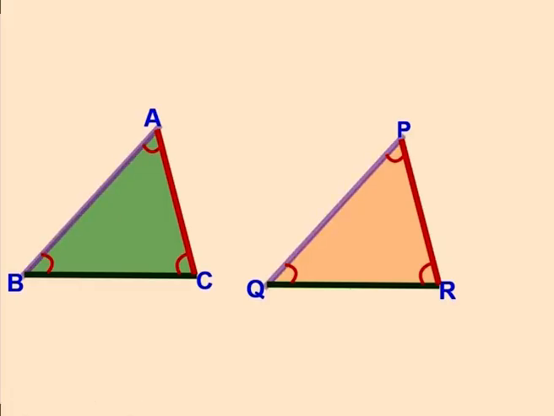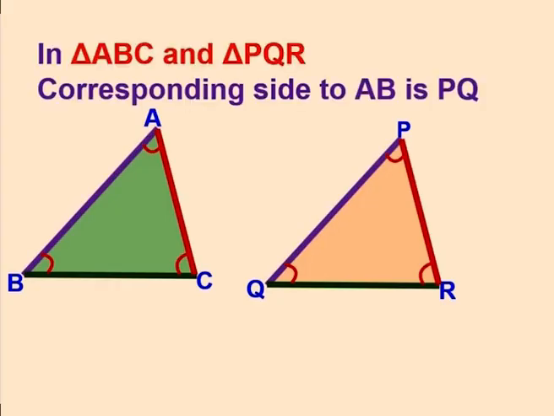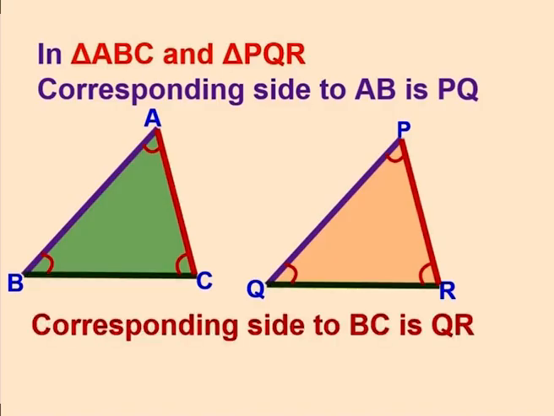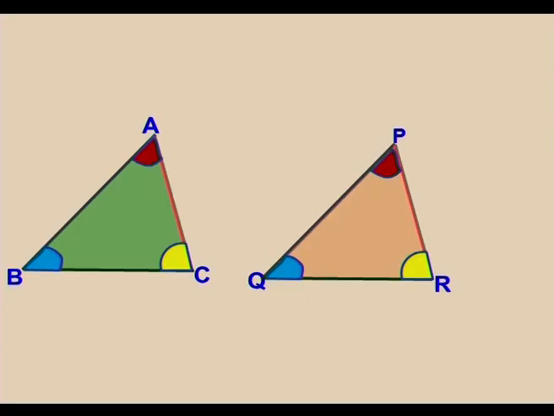Now, observe these two triangles again. In these two triangles, corresponding side to AB is PQ and corresponding side to BC is QR and the corresponding side of the third side of the triangle ABC, that is AC, is PR. Observe these two triangles children again. Let us compare the angles of these two triangles. The corresponding angle of angle A is angle P. Then the corresponding angle of B is angle Q in the triangle PQR. The corresponding angle of C is angle R.